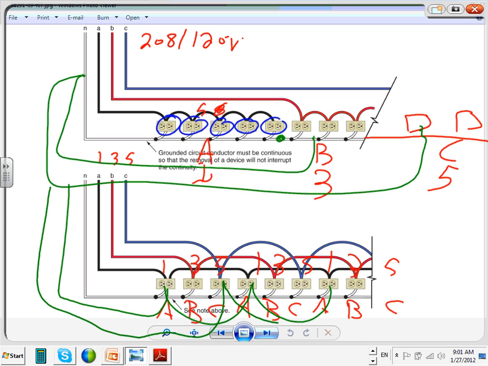1, 2, and somewhere here. So we'll grab 3 neutrals. Any question, guys? Any question about this wiring? That's what I really want to emphasize more than anything else.